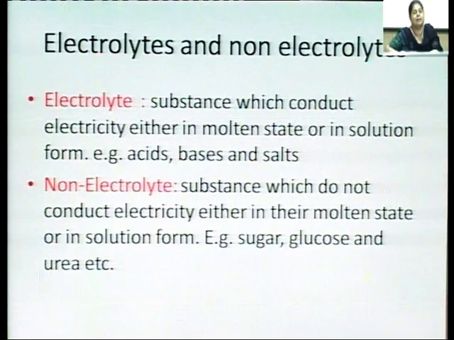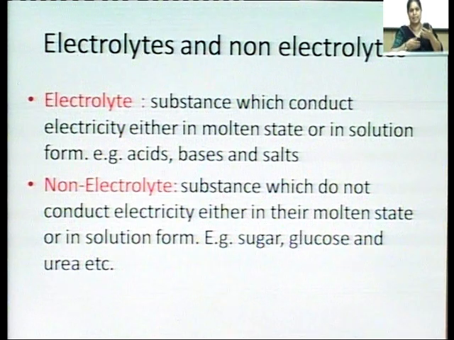Now, chemical equilibrium is also established in the ionization of weak electrolytes. Before we discuss the equilibrium constant for the ionization of weak electrolytes, we must know what electrolytes and non-electrolytes are.